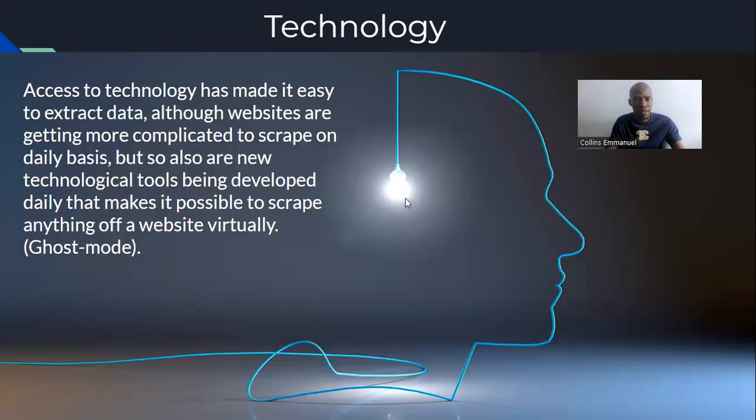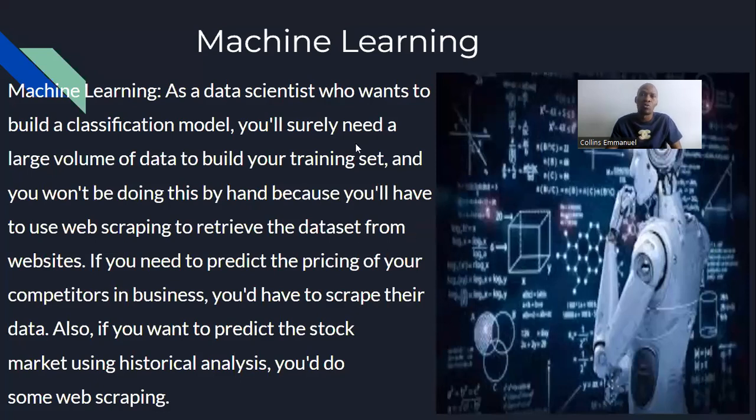So technology. Access to technology has made it really, really easy to extract data. Although some websites are getting more complicated to scrape on a daily basis, so are new technological tools being developed daily that make it possible to scrape virtually anything off a website. And it's ghost mode. You go in, you get your data, and you're out in just a few minutes with a few lines of code.